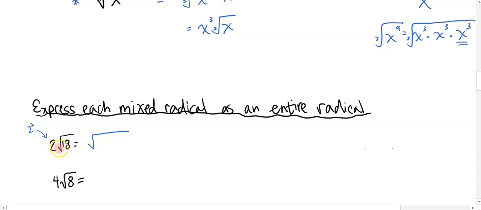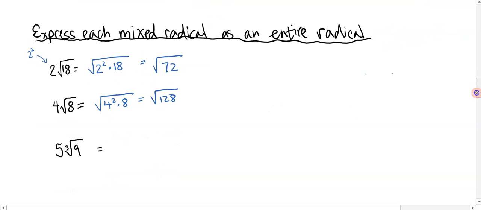So if I have 2 root 18, when I put the 2 inside, I have to square it, right? You have to square it back inside because you square rooted the 4 to get the 2, so you have to undo the square rooting. So I get 4 times 18, which is 72, right? So here I would have, putting the 4 back in, 4 squared times 8, which becomes 16 times 8, which is the square root of 128. So if you have a square root and you want to go back to an entire radical, you have to square it when you put it back in.